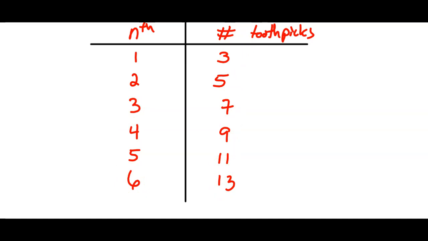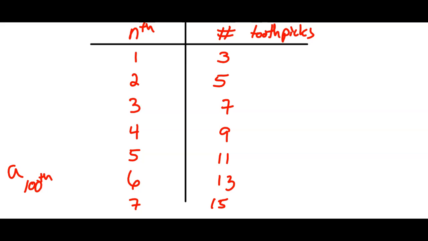It's pretty easy to see that if I put a 7 right here, this one's going to be 15. But what if I asked you for the 100th term, or a sub 100? You don't want to keep adding 2 and adding 2 until you get there. You want to see a pattern and come up with a formula for it.